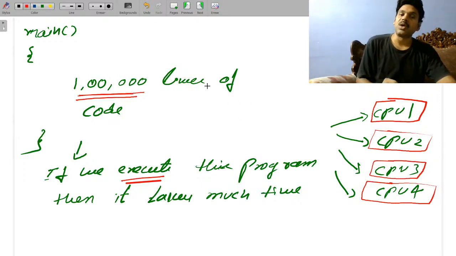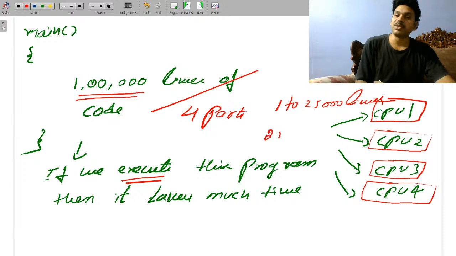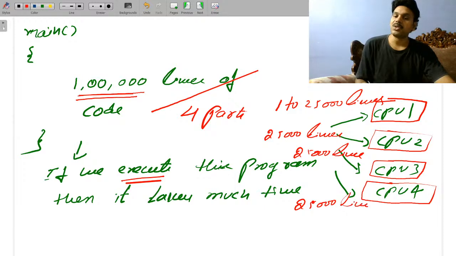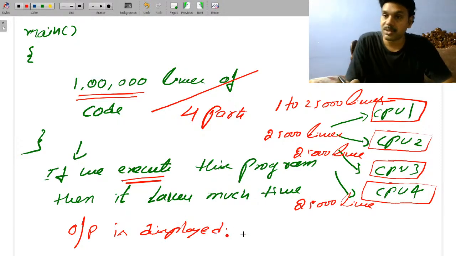This 1 lakh lines of code will be divided into 4 parts, as I am having 4 CPUs. Therefore, the first 25,000 lines of code will be executed at CPU 1, the next 25,000 lines at CPU 2, the next 25,000 at CPU 3, and the next 25,000 at CPU 4. So exactly at a quarter time, all CPUs complete their task, then your output is displayed. Your output is displayed only at a quarter time. So this is the concept of what? Threads.